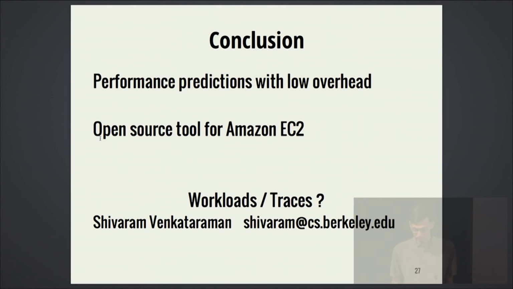So I'd like to conclude by saying that with this shift in trend towards advanced analytics applications, there are a lot of challenges in deploying them to the commodity cloud computing infrastructure that we have. As part of this work, we specifically looked at building performance models so that we can do performance predictions with low overhead for these workloads. And one of the artifacts that we're going to build as a result of this is an open source tool that you can use with an Amazon EC2 cluster.